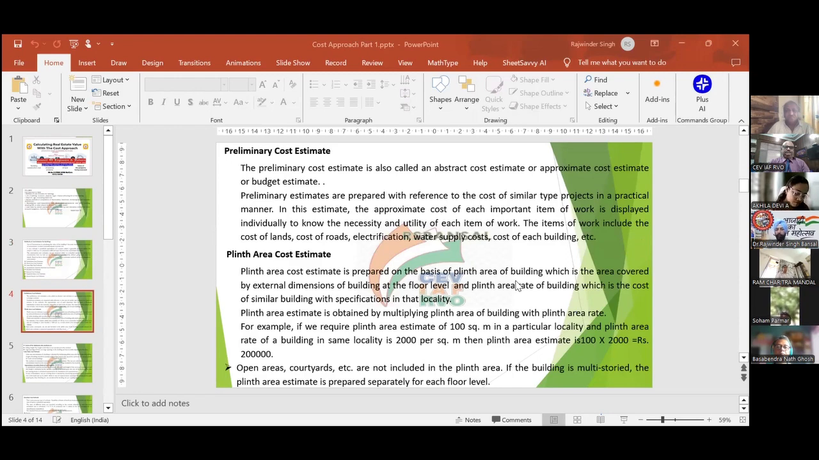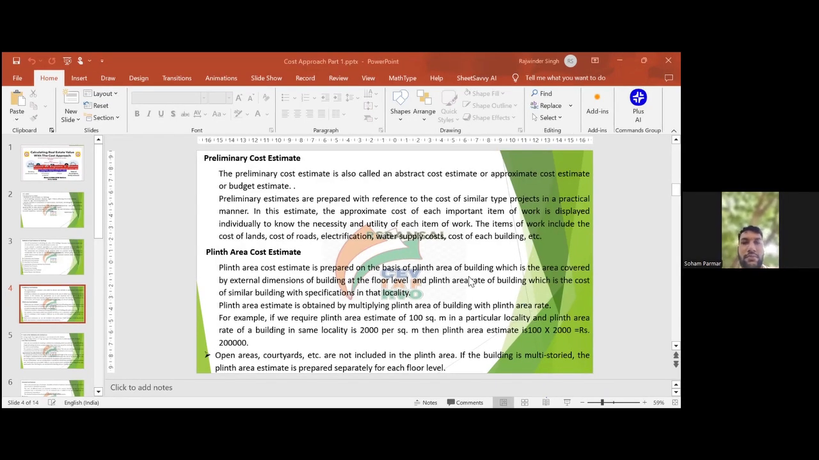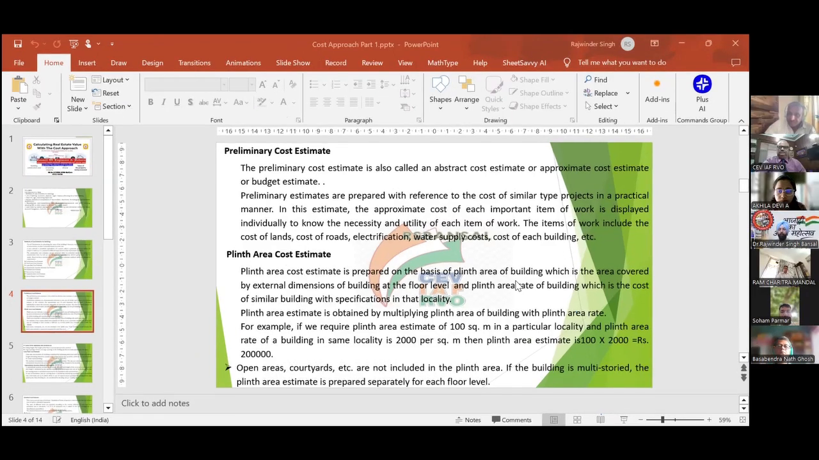As far as the preliminary cost method is concerned, here we generally calculate the approximate value of the project based upon the cost of land, cost of roads, electrification, water supply, and cost of each building, etc. Whenever you are calculating the value of the building, that is just a preliminary cost, which will be the basis of your further estimation of the cost of construction. This is just preliminary cost.